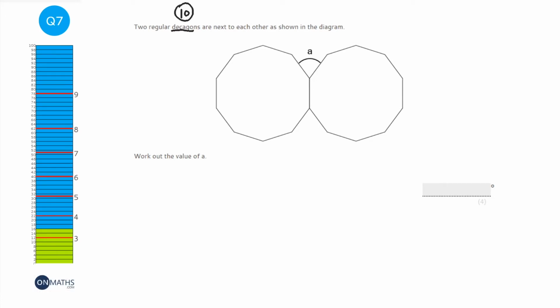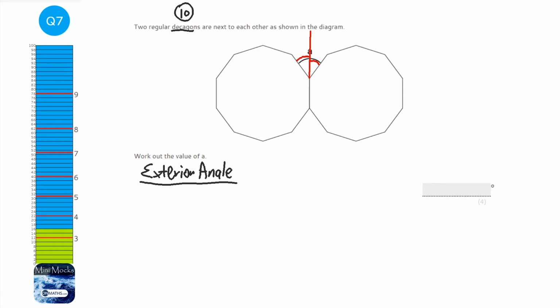A quicker way maybe, and especially on the non-calculator paper, but it works on both papers, is to draw a line up here and realise that you've got two exterior angles there. And the beauty of exterior angles for polygons is they always add up to 360. So to work out the exterior angle, always write down what you're working out. All you need to do is 360 divided by the number of sides the regular polygon has, and they have to be regular, otherwise you can't just divide them because we're assuming they're the same.